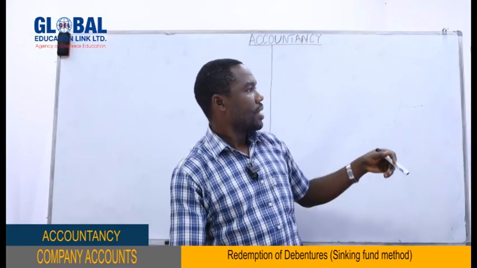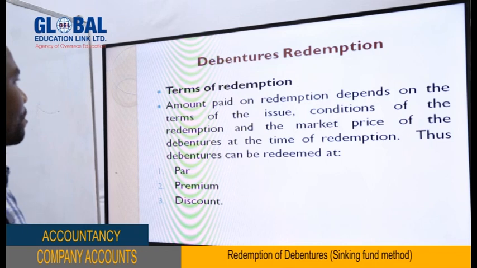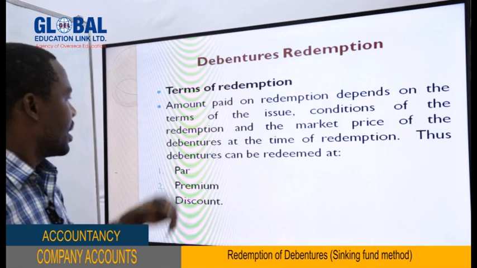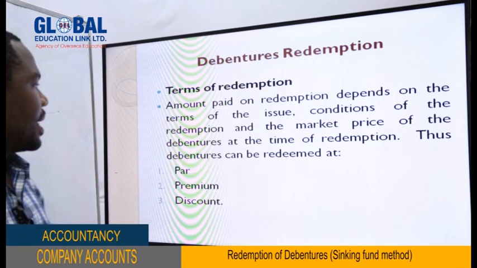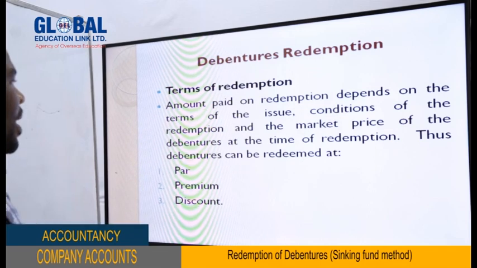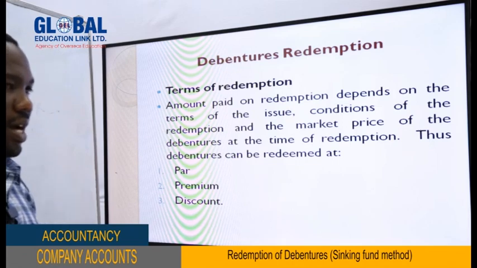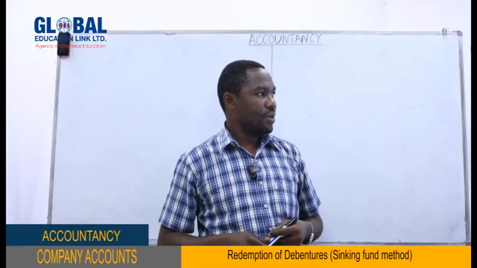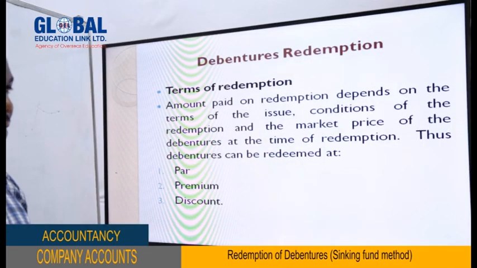So with debenture redemption, we have terms that are used in redemptions. And these terms will depend on how these debentures were issued. We say that the amount paid on a redemption depends on the terms of the issue. When these debentures were issued, what were the terms of issue? But again, the conditions of the redemption.